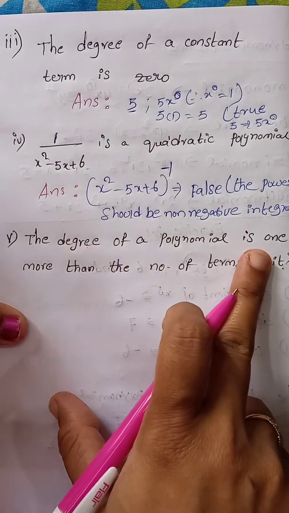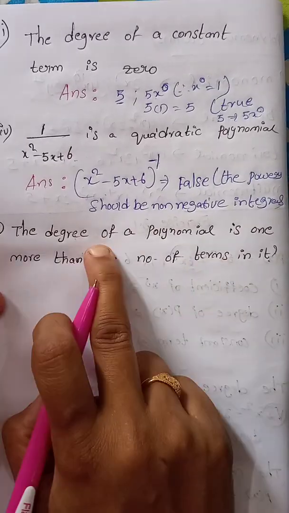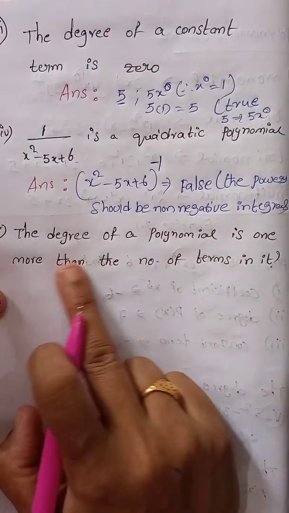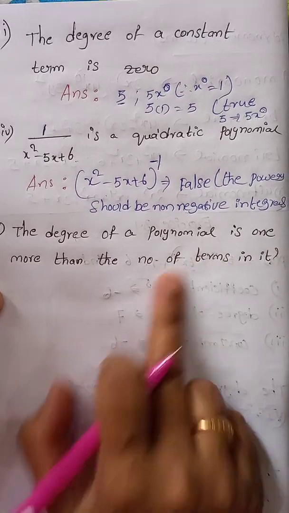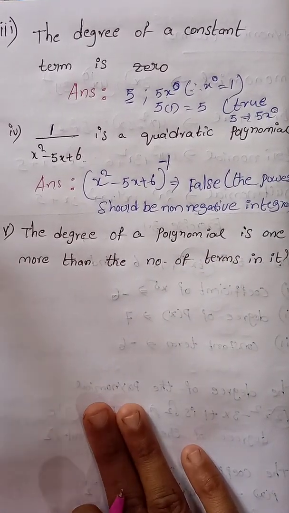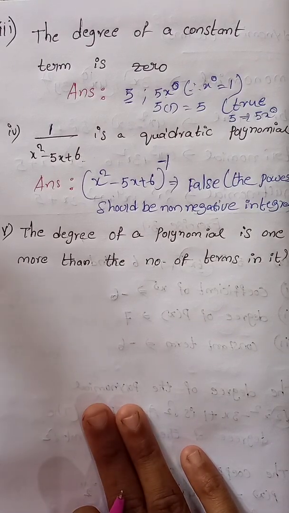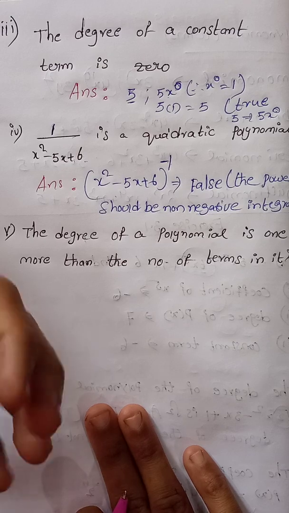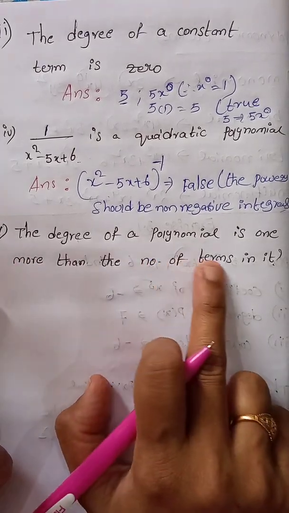The degree of a polynomial is 1 more than the number of terms in it. What is the degree of the polynomial? The highest power of the x variable. Actually, the degree of the polynomial is nothing but the highest power of the x variable. But here they are saying it depends upon the number of terms.